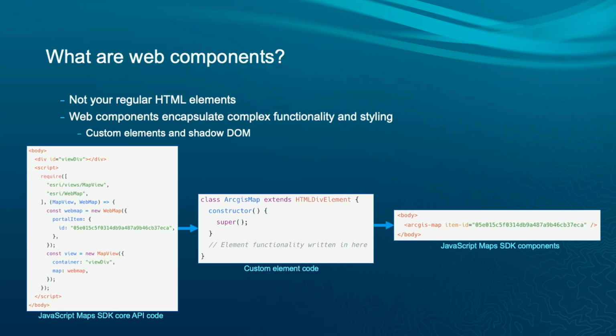First, you have the core JavaScript API code, which you're kind of used to writing. You have your web map, you have your map view, and it's assigned to the view div in the body at the top. But then we take web component technology and we extend the HTML div element to put it into what we call the ArcGIS map. In the end, what you get is this nice one-liner, ArcGIS map. And so with web components, you can have one tag for one feature, and you don't really need to know what's going on in the middle, and it's just simple.